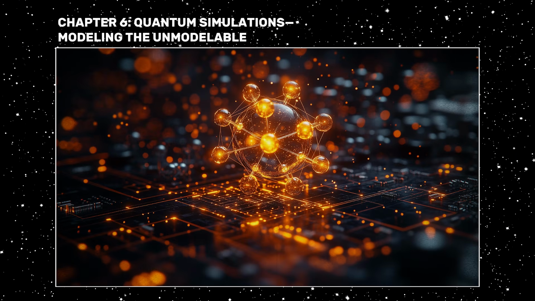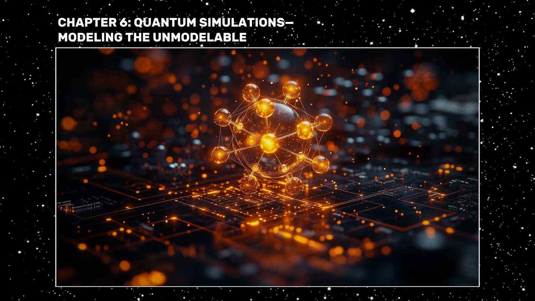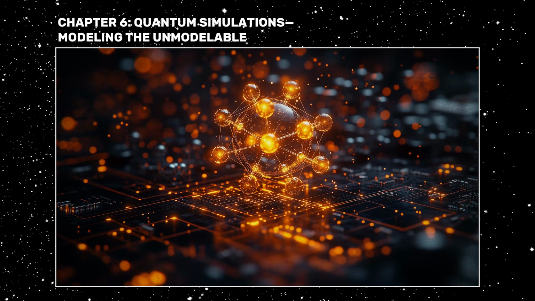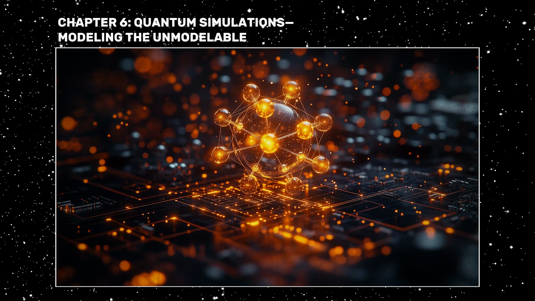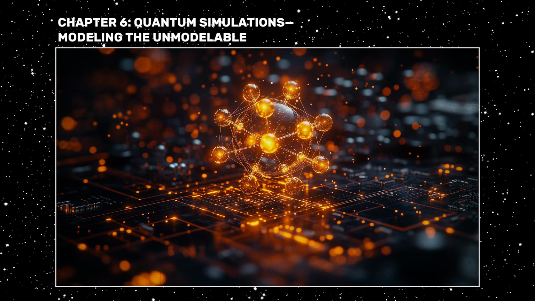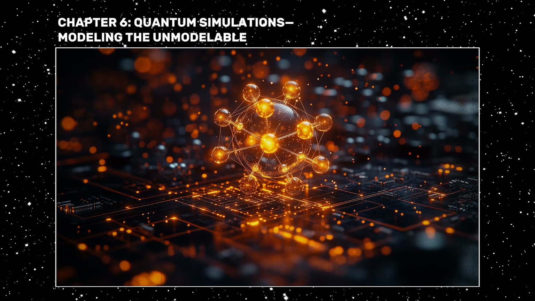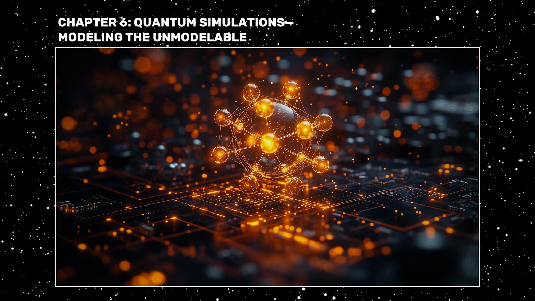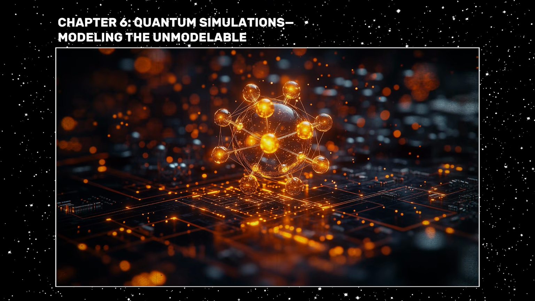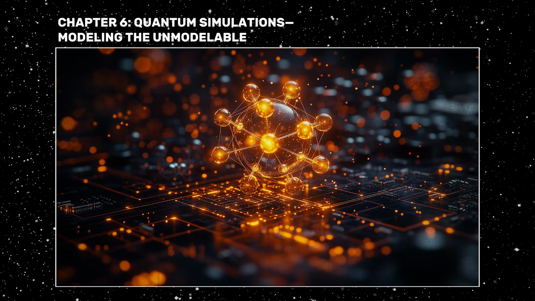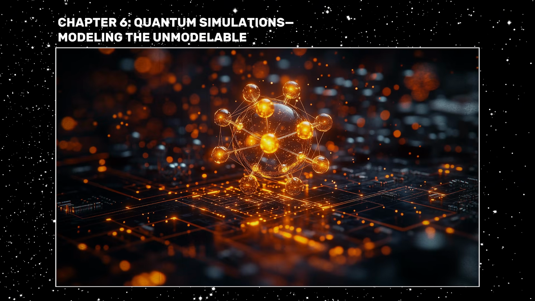Analog simulation complements digital methods by exploiting the natural interactions within a physical platform. Systems of ultra-cold atoms arranged in optical lattices use standing waves of laser light to create periodic potentials where atoms mimic the behavior of electrons in crystals. By tuning laser intensities and magnetic field gradients, experimentalists can reproduce a wide spectrum of condensed matter models.